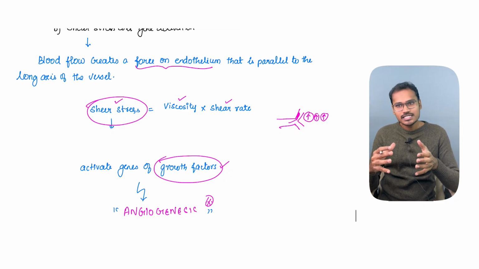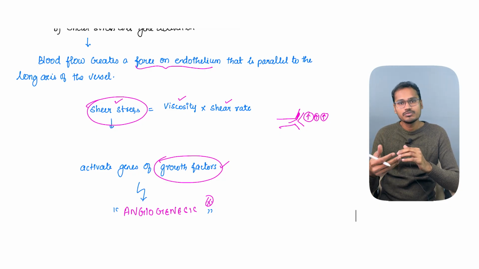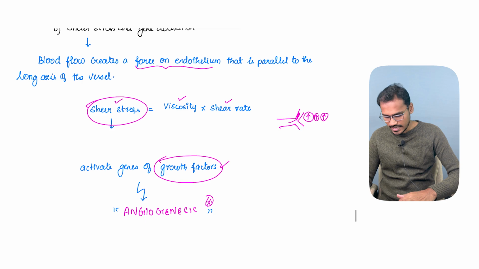So these collaterals will help the patient to survive for a little longer, but again it will not be a vessel with a larger caliber. So ultimately the original vessel has to be thrombolysed or it has to be replaced. So that is the shear stress and gene activation.